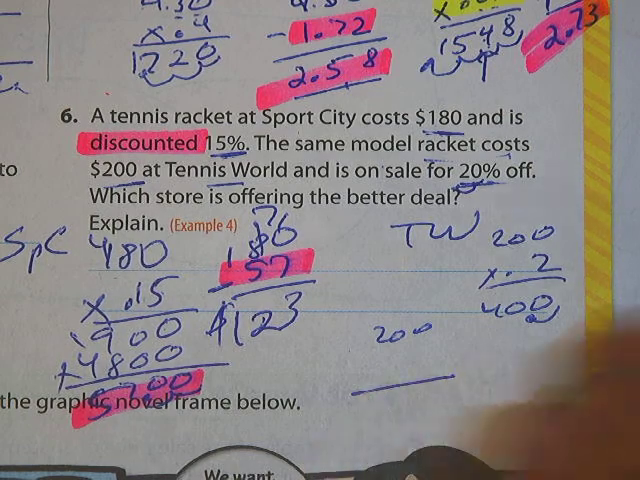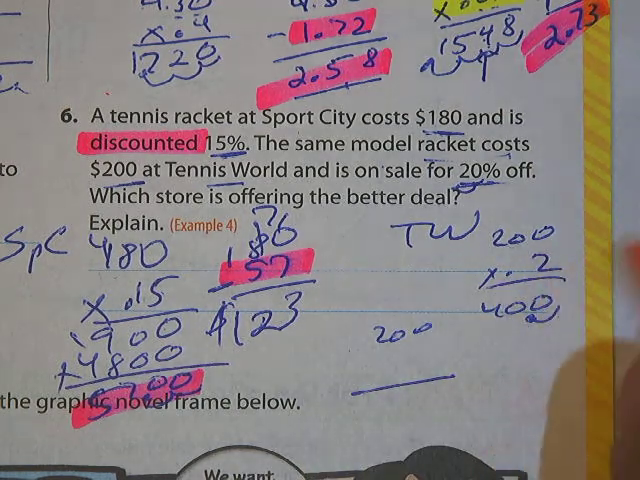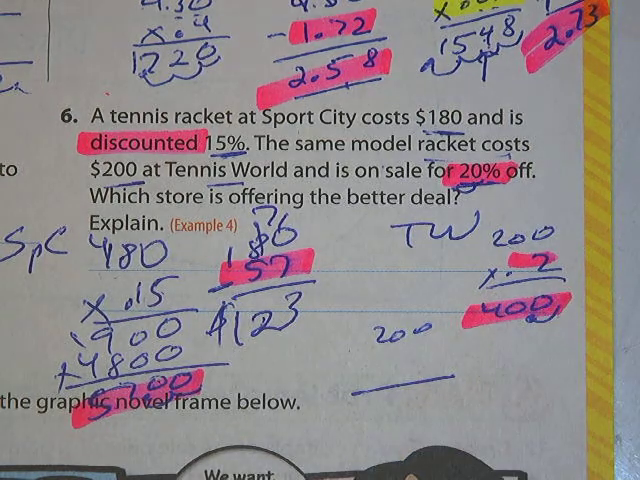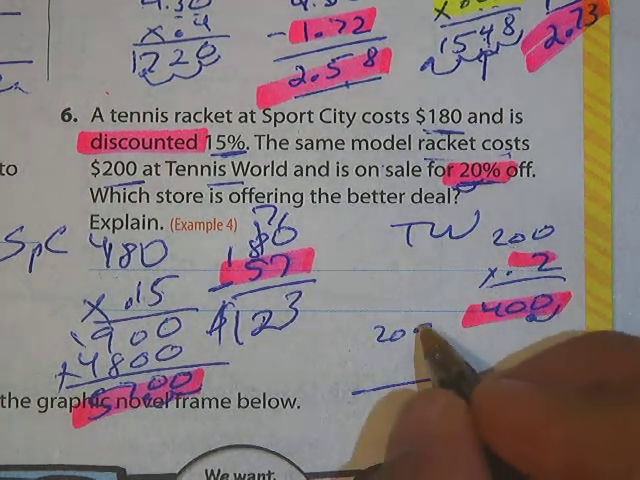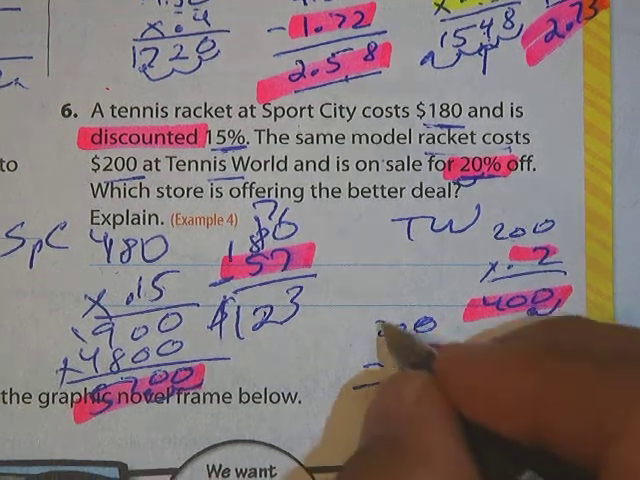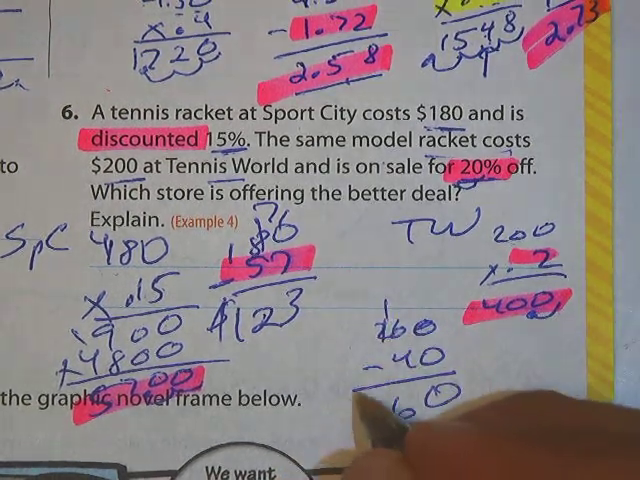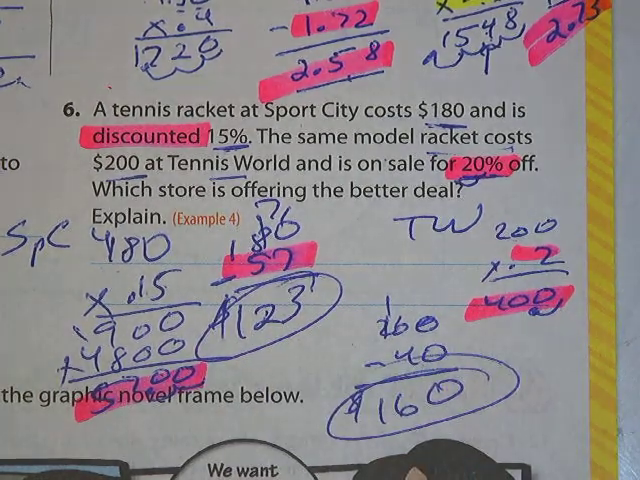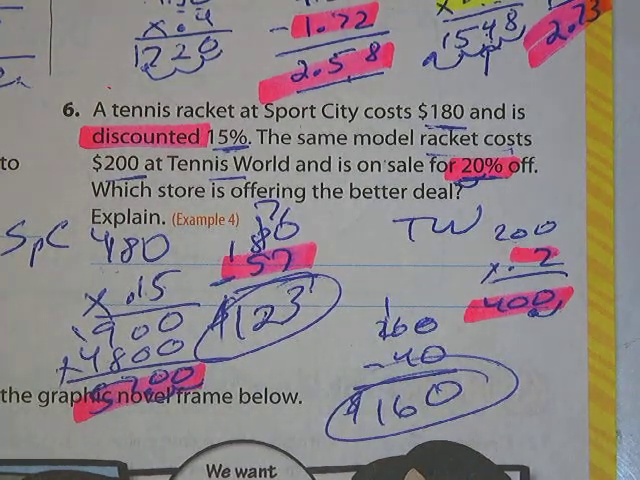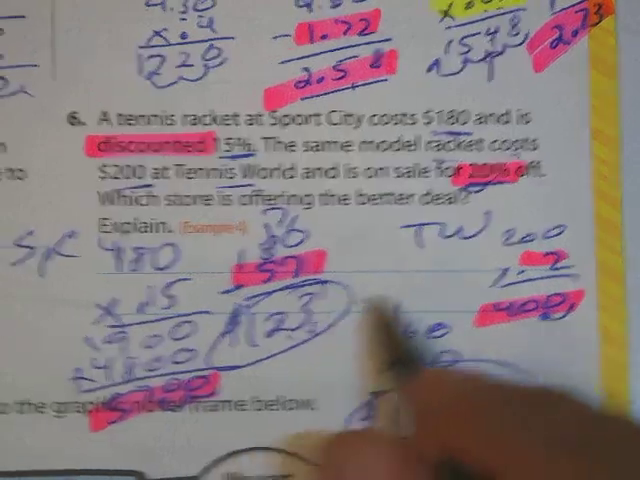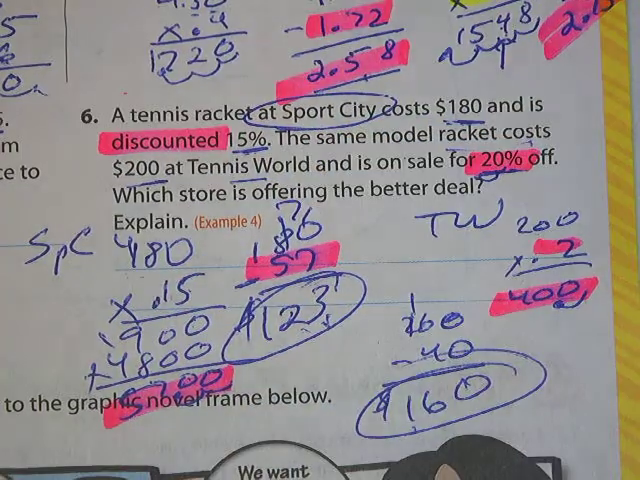Now let's see what it's going to cost you at Tennis World. Okay, so 200 times 2 is 400. There's 1 number to the right of the decimal, so they're going to take away $40. There's our $200. Their discount was 20% off, which gives you $40. And so what are you going to do? You're going to subtract 200 minus 40. 0, you have to regroup, and you get 160.